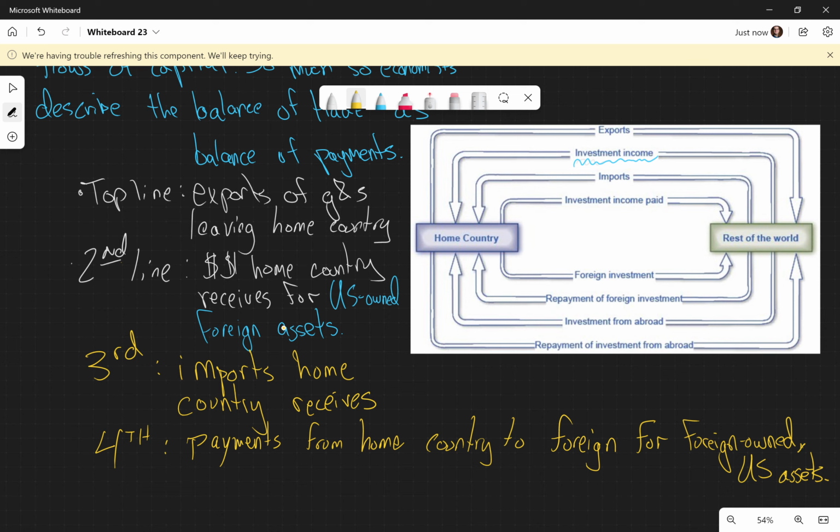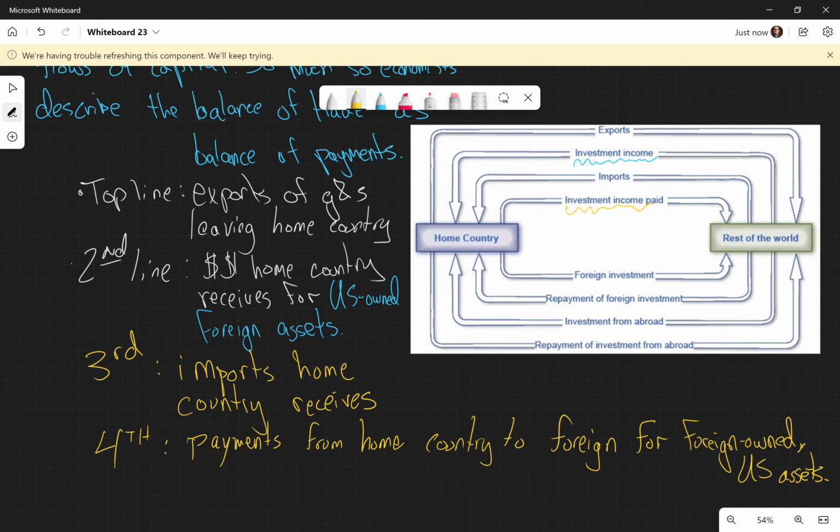If we talk about investment income paid from the United States, one of the biggest ones that we talk about right now, as our interest rates are increasing, is our national debt, right? Servicing our national debt and paying the interest on all of our treasuries, our United States Treasury bonds, is becoming more and more expensive. So that's where those flows would fall.